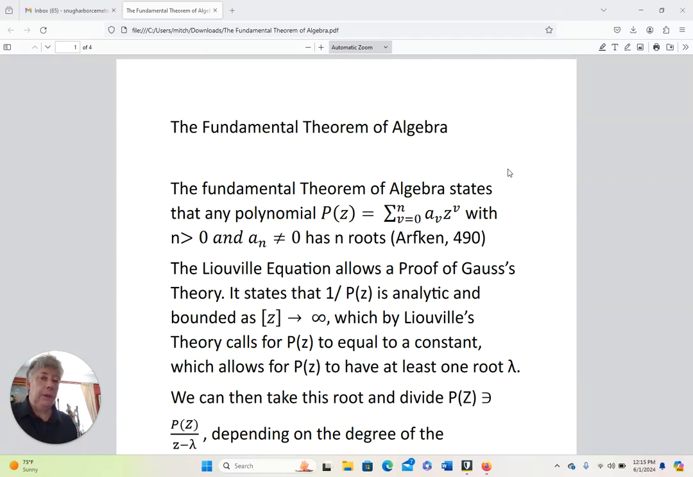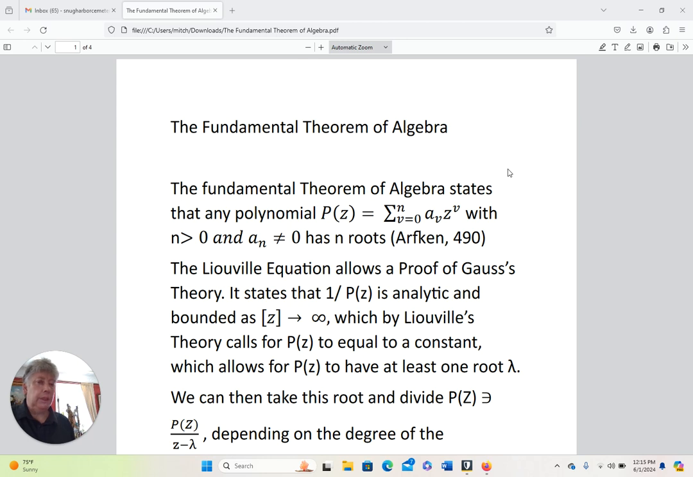Good morning. Today we're going to be talking about the fundamental theorem of algebra. The fundamental theorem of algebra states that any polynomial p(z) equal to the sum, v equals 0 to n, of a_v, which is a constant, times z to the v, with n greater than 0 and a_n not equal to 0, has n roots.